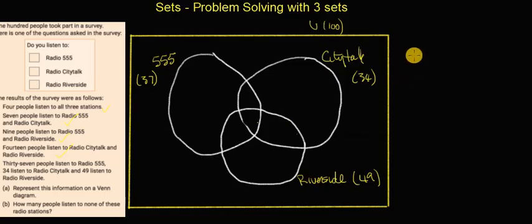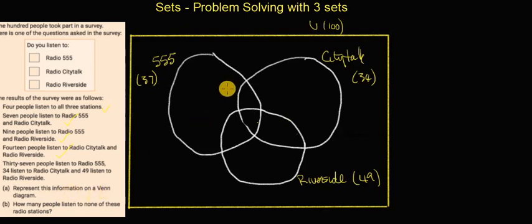Now we move on to solving problems with 3 sets. Let's look at this question. 100 people took part in a survey. Here's one of the questions that were asked: Do you listen to Radio 555, Radio City Talk and Radio Riverside? The results of the survey were as follows, and it gives me all this information here. Okay, I'm going to be using that in a few minutes. It then says represent this information in a Venn diagram.